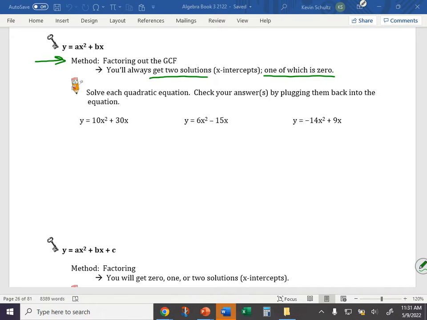So let's take a look at this. Solve each quadratic equation. Check your answer by plugging back into the equation. Y equals 10x squared plus 30x. We're going to start by setting this equal to 0.